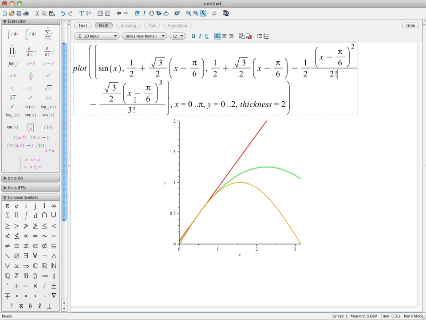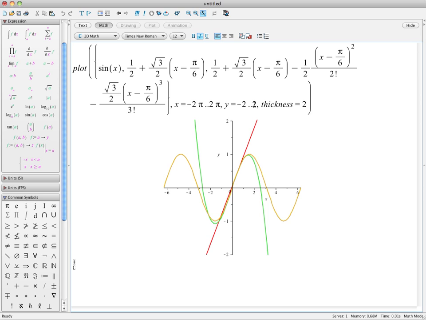So I've added this last term here. I divided it by 3 factorial, and I changed this one to 2 factorial, which doesn't really change anything because 2 factorial is 2 times 1, which is just 2. And now I'm going to plot just the original function and this third degree polynomial along with the linear approximation. And you can see how now I'm starting to match more and more characteristics of this curve.